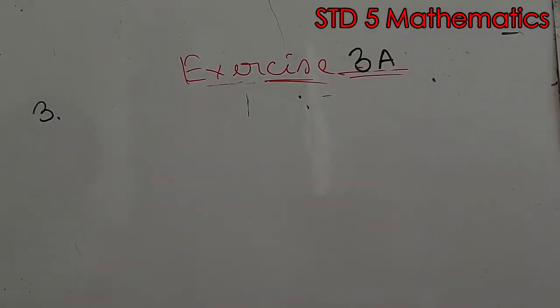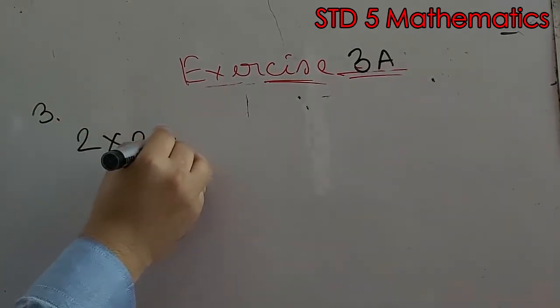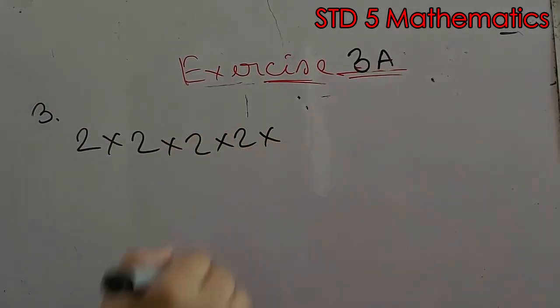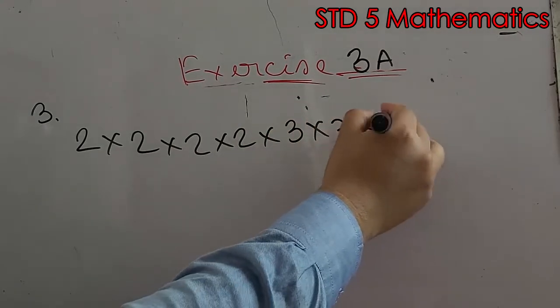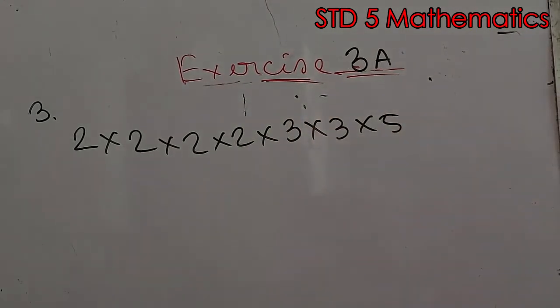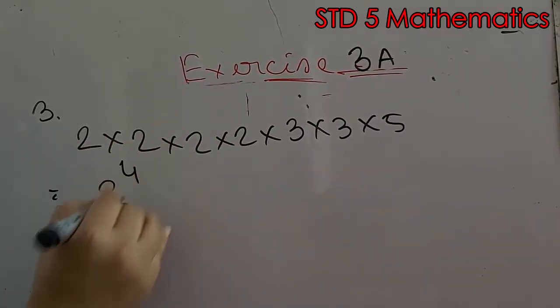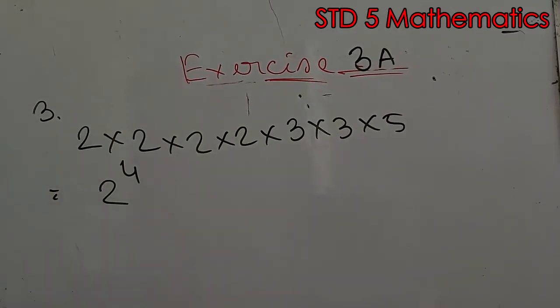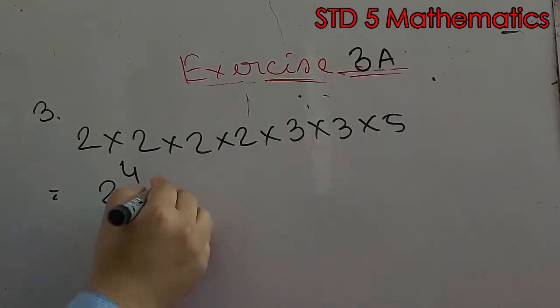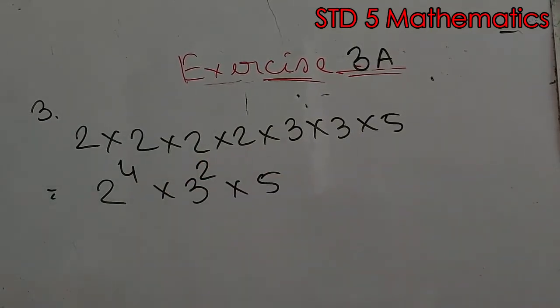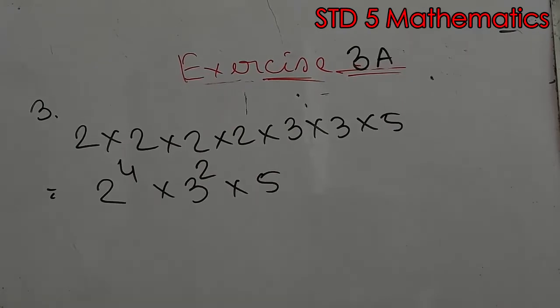Number 3. Write in index form 2 times 2 times 2 times 2 times 3 times 3 times 5. So, we have to convert this one into index form. There is a 4, 2: 2 into 2 into 2 into 2. So, we can say that will be 2 to the power 4. This is just conversion to index form. Then 3 into 3, that means 3 square, into 5. So, this is the way to convert this one into index form.